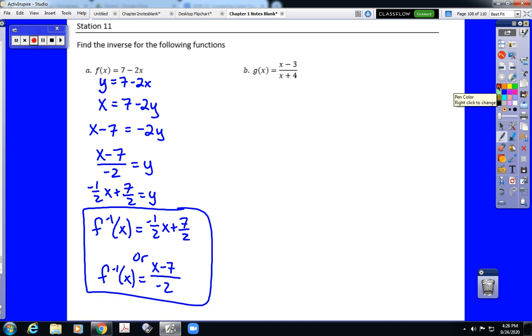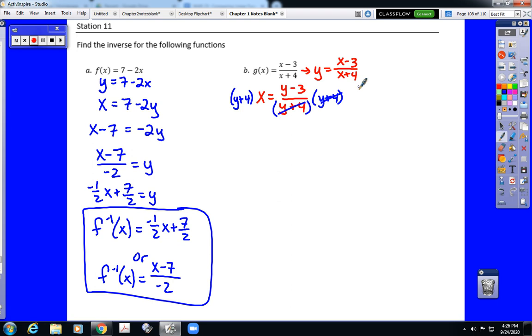On the other one, same idea. We say, all right, y equals x minus 3 over x plus 4. And then we say, okay, that means x equals y minus 3 over y plus 4. And then we solve. So the first step would be to multiply both sides by y plus 4, which would cancel on the right. That would give us xy plus 4x when I distribute equals y minus 3.